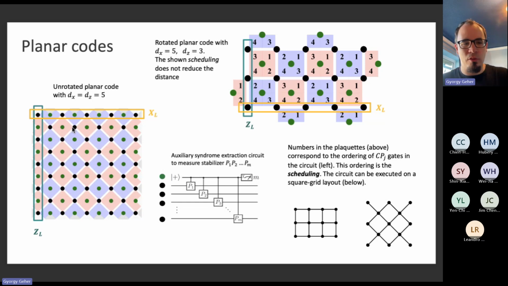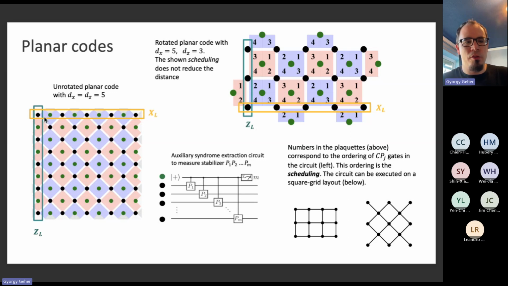Usually throughout the talk, whenever you see a red plaquette, it always means an X-type stabilizer, and a blue plaquette will mean a Z-type stabilizer. What you can see here is an annotated planar code with distance 5. This is the X logical operator supported on these 5 qubits. The Z logical operator is on the left side.